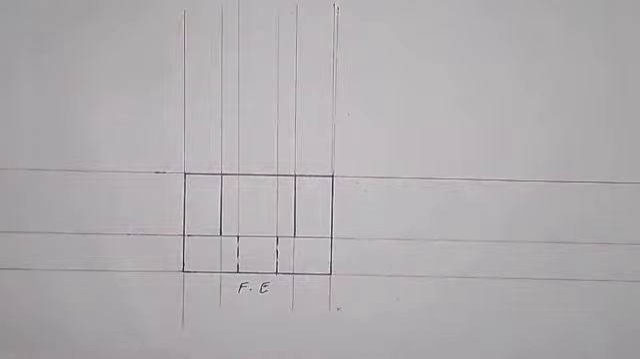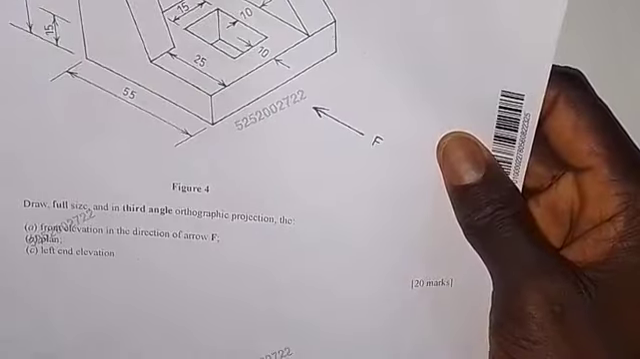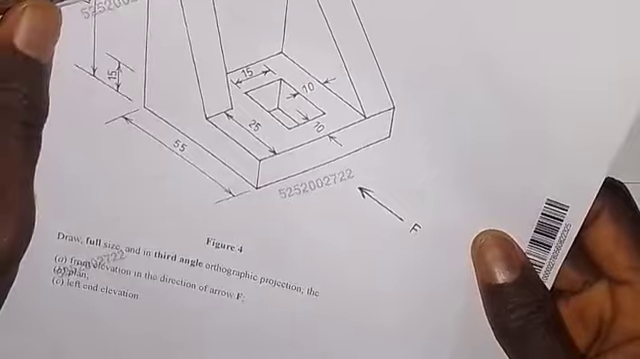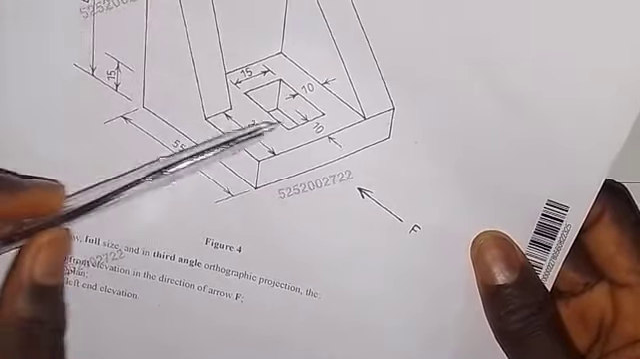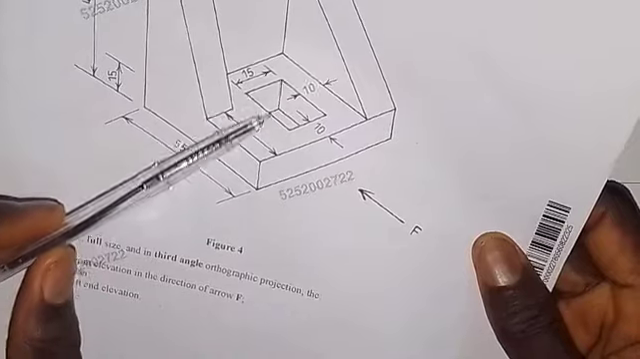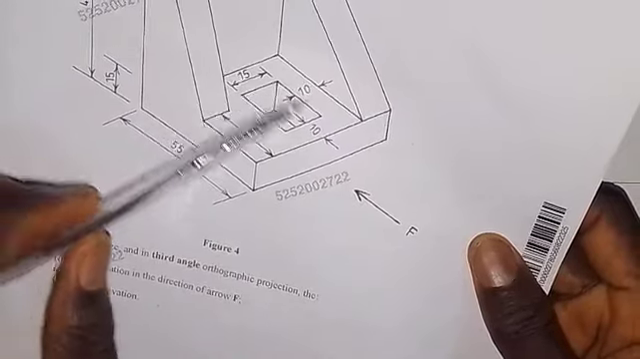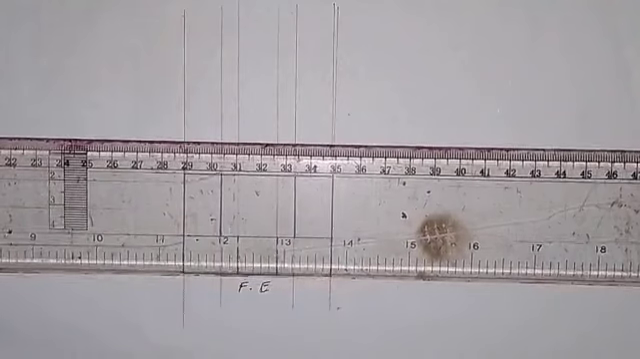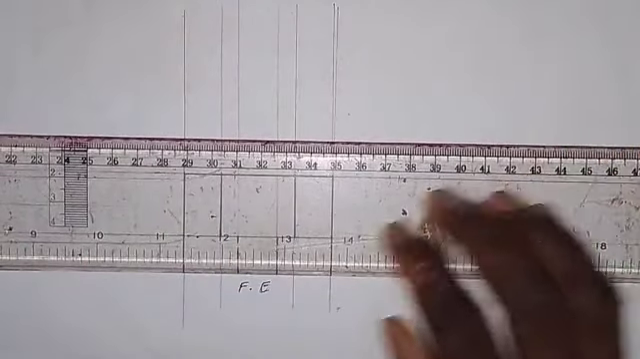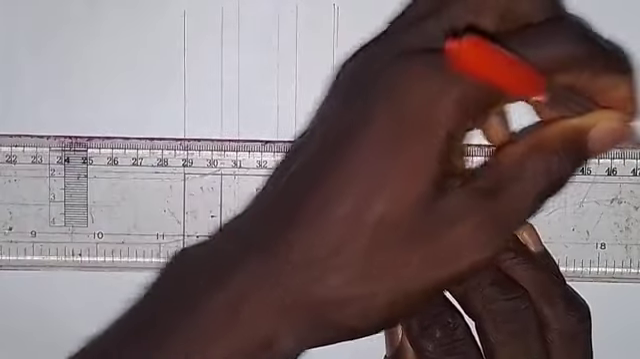Now for the plan, we are looking at this surface. We see this rectangle and we see this surface, including this rectangular hole here, to be a rectangle in the plan. So what we are to do now is come up a bit to separate the plan from the front elevation. We come up a little bit and we draw a horizontal line like this. Okay, so we have this horizontal line now.